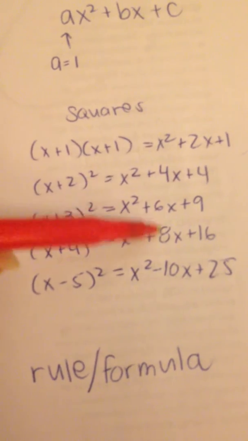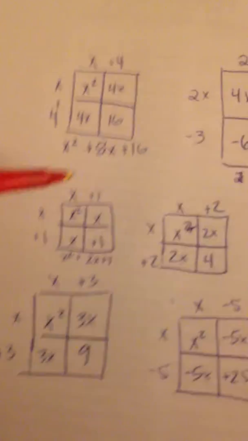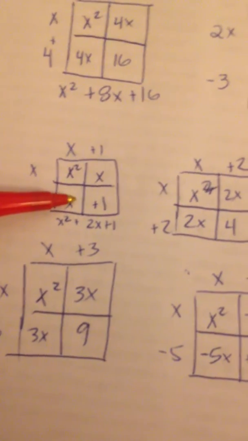How do you get this middle number, though? 2, 4, 6, 8, negative 10. You essentially had 1x and 1x make 2x.